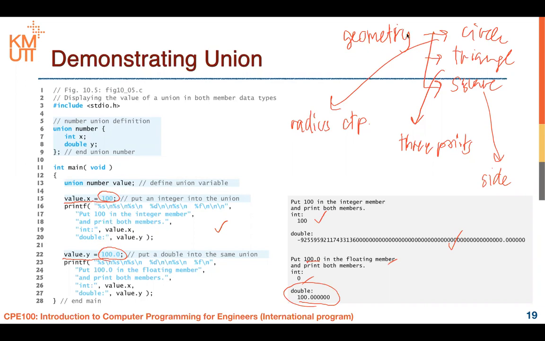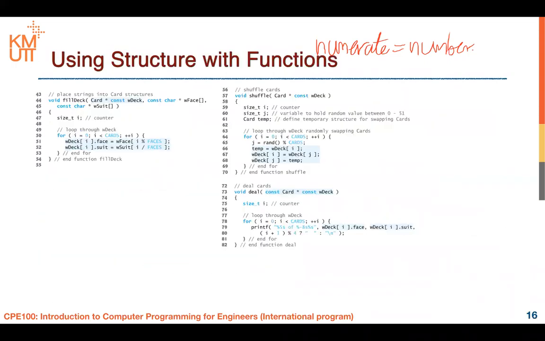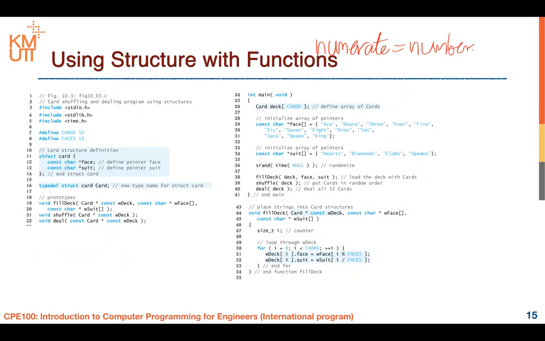So I will go to the next slide, which is the last topic that I'm going to tell you today. This is the enumeration. Enumeration, numerate. Numerate is equal to number, right? To make it a number. As I have just discussed, enumeration is important and very useful, right? For example, I will go back to the previous slide here, right? Because we know that there will be 13 faces for the card, right? 1, 2, 3, 4, 5 until Jack, Queen, and King, right? These are the possible faces, right?